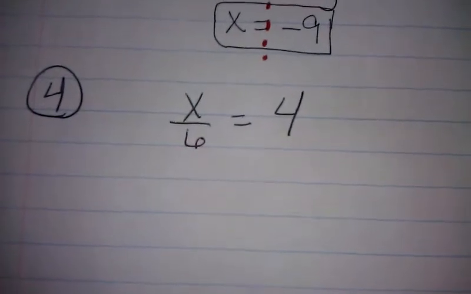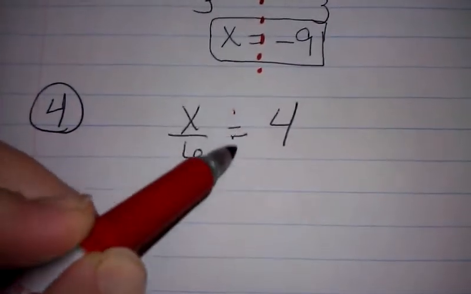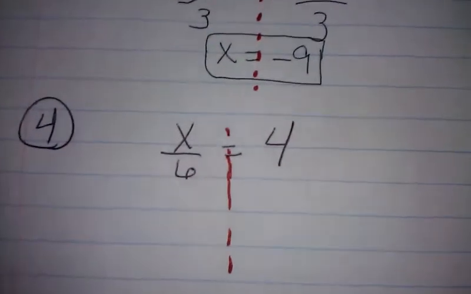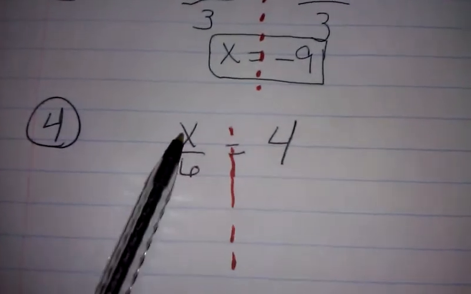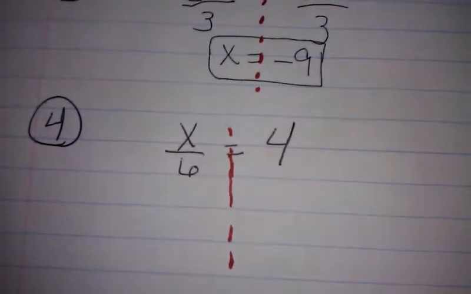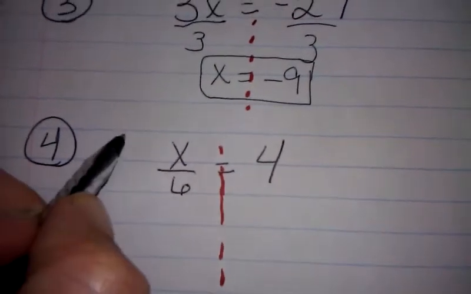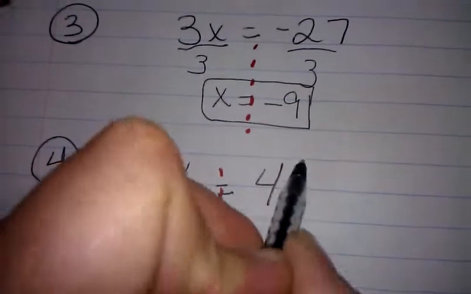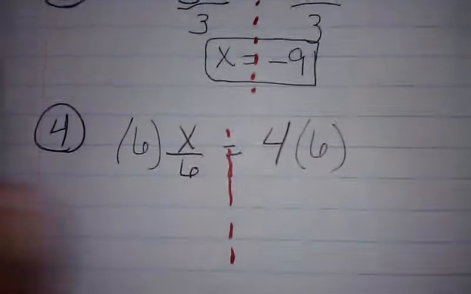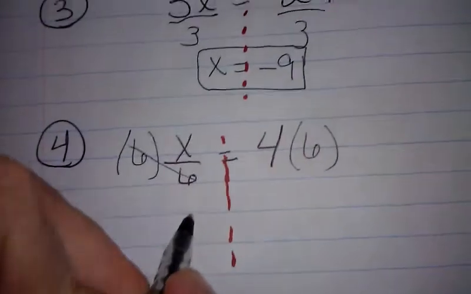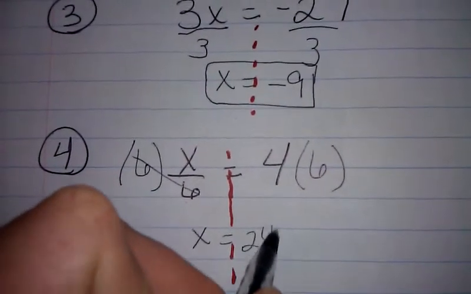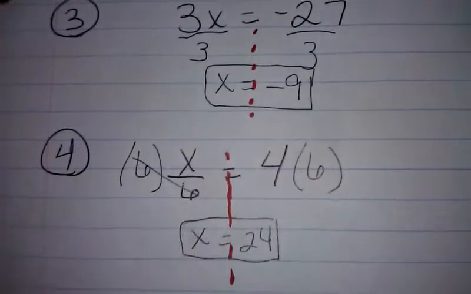The last one, again, let me draw my balance, my little equals. I have x divided by 6 equals 4. X divided by 6, the opposite of divide is multiply. So I multiply each side by 6. X equals 24 because 4 times 6 is 24.